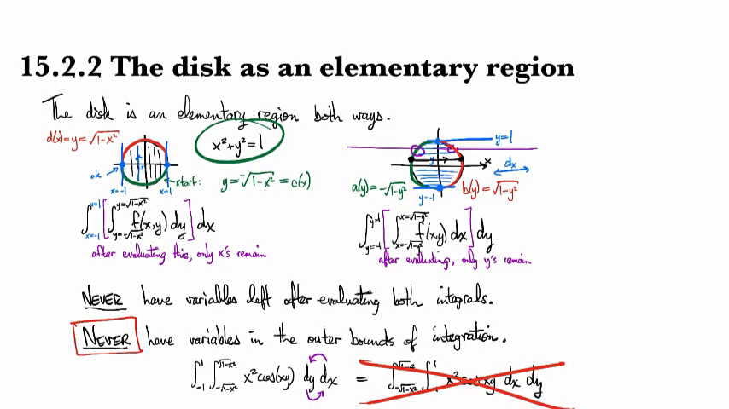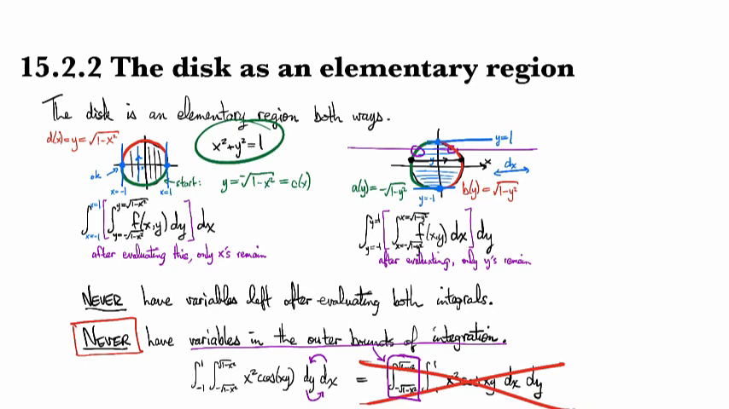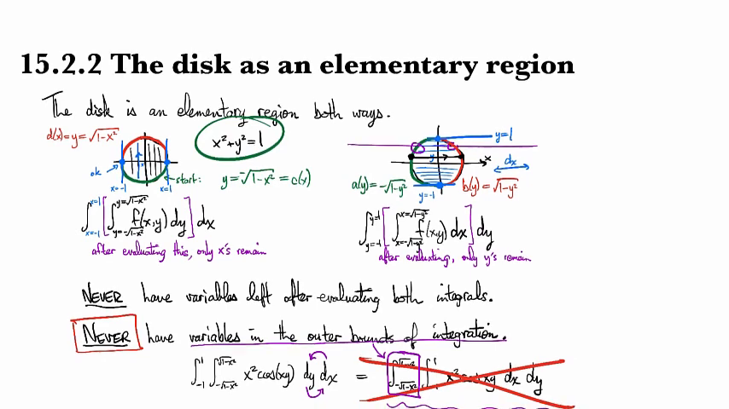If you have this kind of thing going on right here, where there are variables in the outer bounds of integration, that means that you are completely not understanding what this notation means and what is going on, because this over here is just nonsense. So I want you to avoid making that mistake.